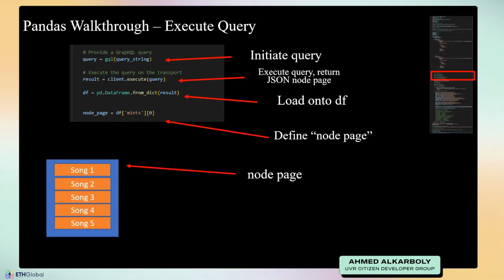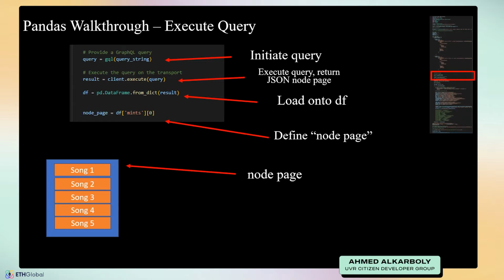The idea of a node page is pretty important because, like I was mentioning earlier, I think the Zora API is limited to 50 right now. But that means that when we query a collection, for example this MinSongs collection, where I think there's like 123 songs or something like that, it's only going to return the top 50.